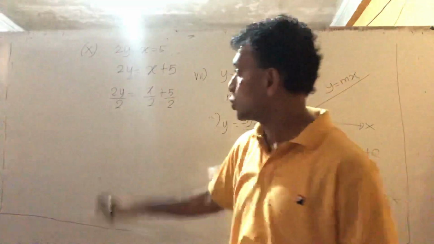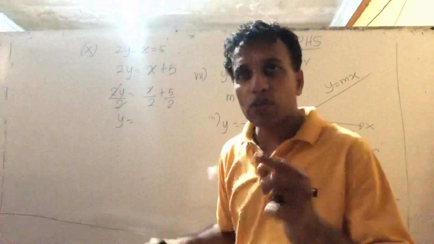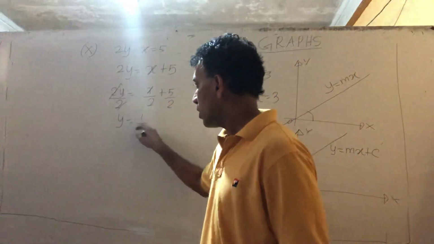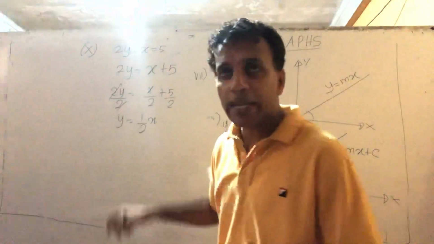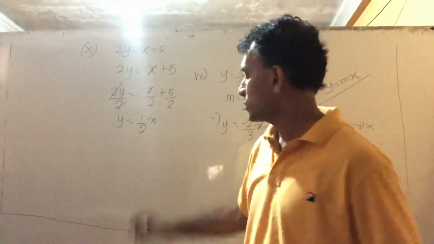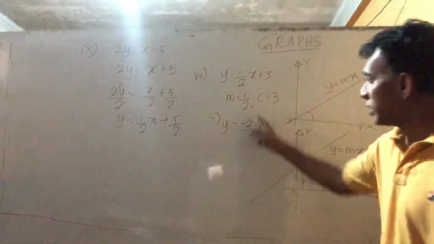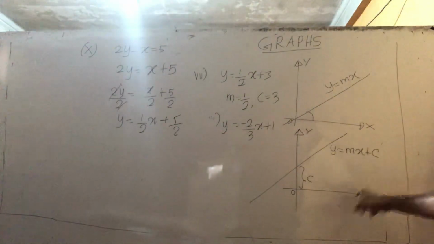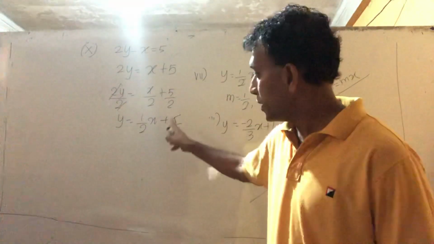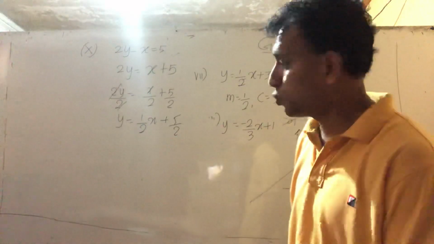Then the 2 cancels. y equals x divided by 2. We say half x, right? Half x. Both have the same meaning. We need a number in front of x. Half x plus 5 over 2. So now it's clear like this. m and c. What is m? m is half. c is 5 over 2. m is half, intercept is 5 over 2.